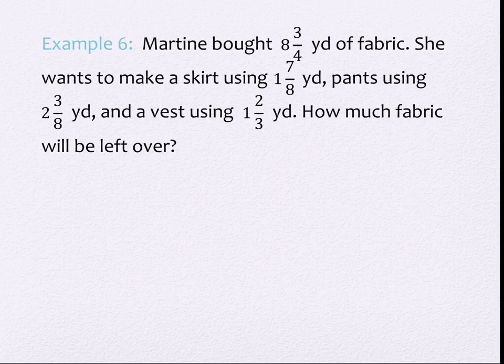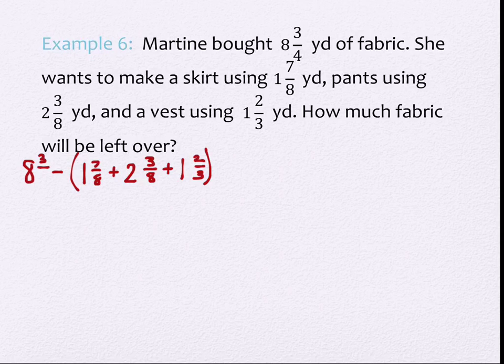Okay, so that means the 1 7/8 plus the 2 3/8 plus the 1 2/3. And then what am I going to do after I add those up? Subtract them from the beginning value that we had, which was 8 3/4. So this right here is a description in mathematics about what we're going to do. I put parentheses around the values that we're going to add together first, because you said that sounded like a good approach. And then we'll do the subtraction after the fact. Everybody good so far? Okay.